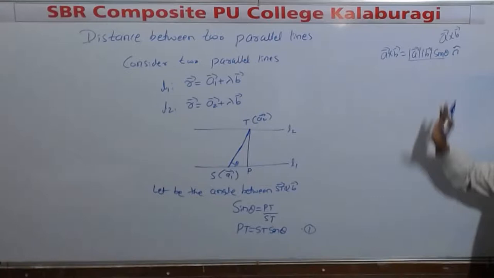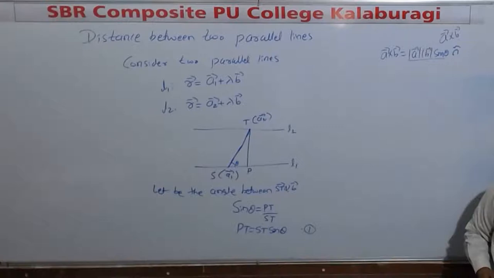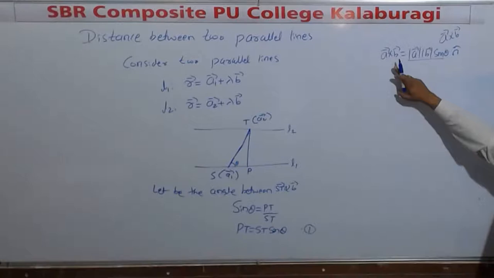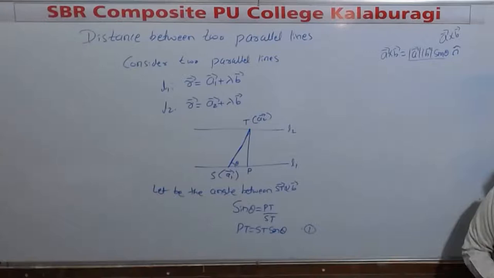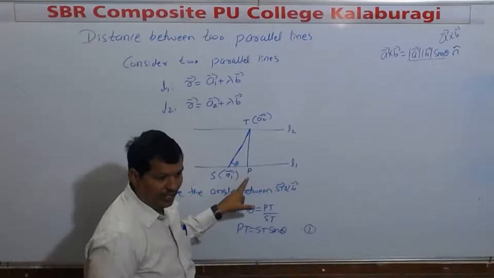This gives the length of A cross B. This gives the n cap direction. n cap is the unit vector along A cross B. The product of all these scalar quantities is the magnitude of the vector A cross B. A cross B is defined as mod of A into mod of B into sin of angle theta into n cap, where n cap is the unit vector. Here also ST is one vector, B is another vector.